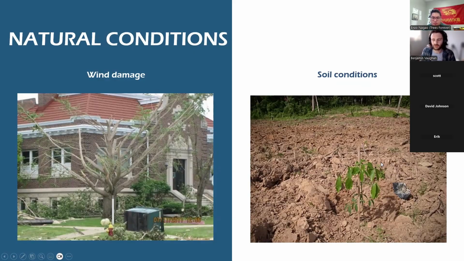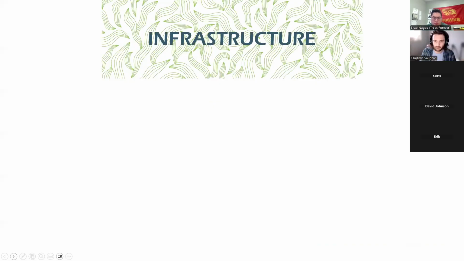Soil conditions, whether it's compaction, high pH, any of these things can obviously contribute to stress and eventual death of a tree.